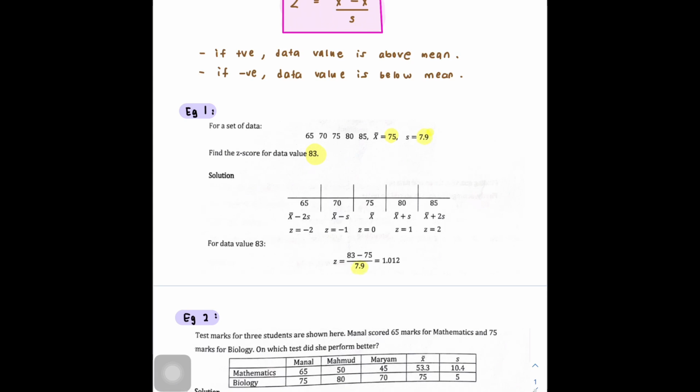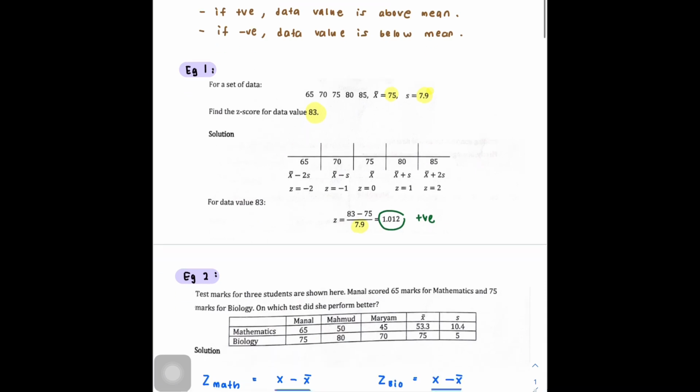So the answer is equal to 1.012, which is positive. Positive means this value is above the mean value. Meaning that if you have a positive standard score, the position of the raw data is above the mean.